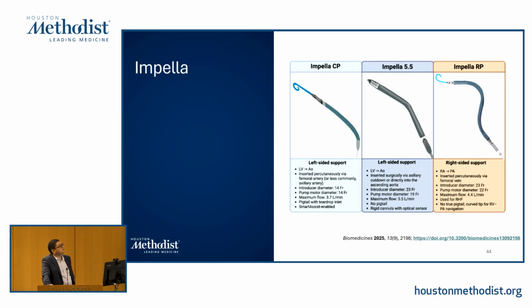And then the last one we have is the Impella RP, which provides support to the right ventricle. So if you have someone with right ventricular failure, then you put an Impella RP, basically it will drain the blood from the right atrium and return it back into the PA.